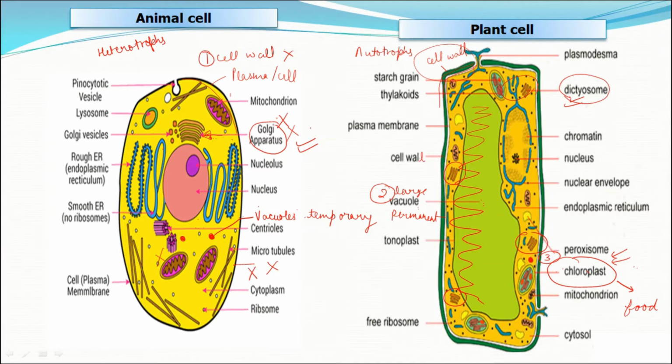Fourth difference is one prominent Golgi apparatus is present in animal cell. On the other hand, in plant cells, smaller units of Golgi are present in the form of dictyosomes. Okay, so these are 4 basic differences which you need to learn about animal cell and plant cell. Now, moving to our next question.